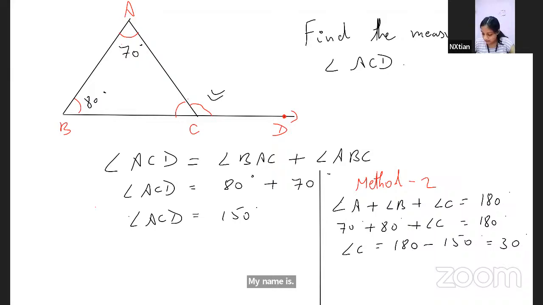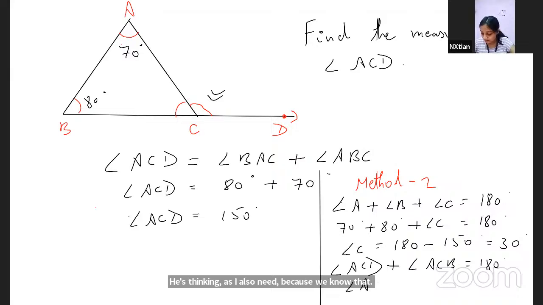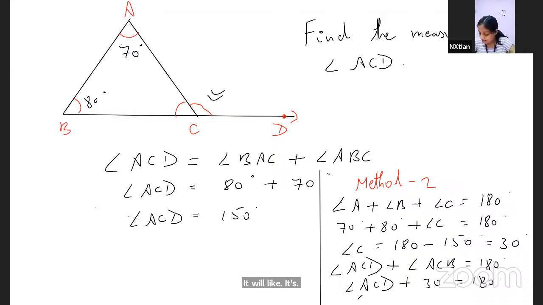Then angle ACD plus angle ACB is also 180 because they form a linear pair. So angle ACD we don't know, but ACB is 30 degrees, so it equals 180. So ACD equals 180 minus 30, that is 150.